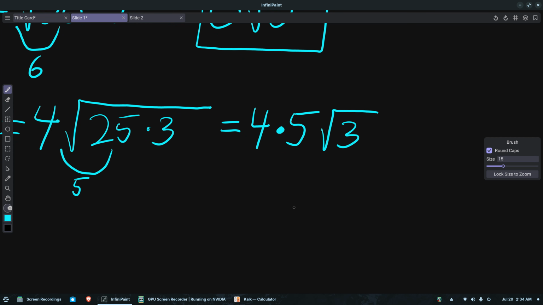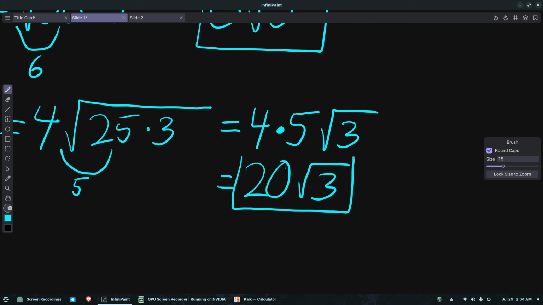And then we just simplify that. We multiply 4 and 5. That gives us 20. Root 3 stays the same, and this is our final answer.